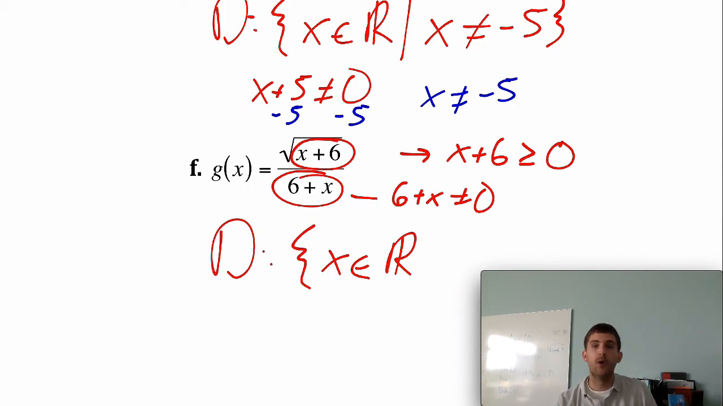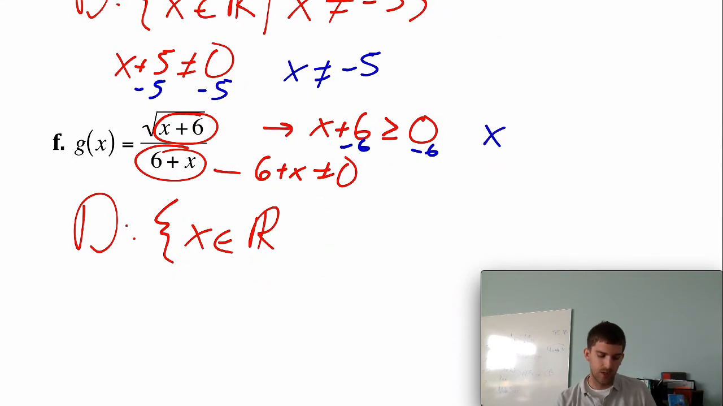Now let's solve both of these. I'm going to do the top one first. We're going to subtract 6 from both sides, and we end up with x has to be greater than or equal to negative 6. For the second one, we're going to subtract 6 from both sides, and we're going to get x is not equal to negative 6.